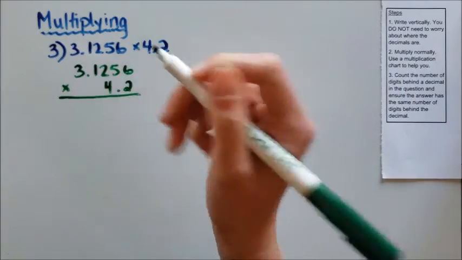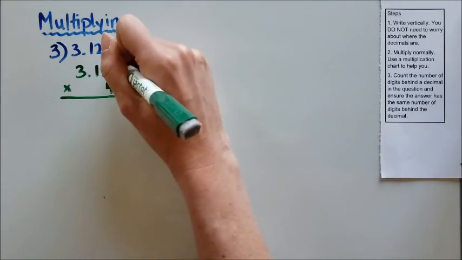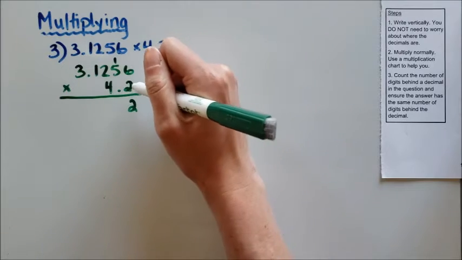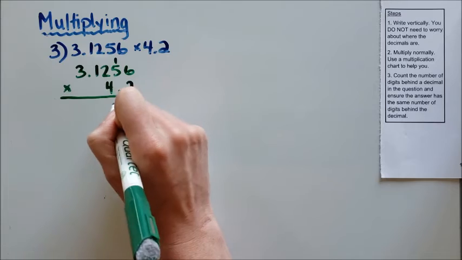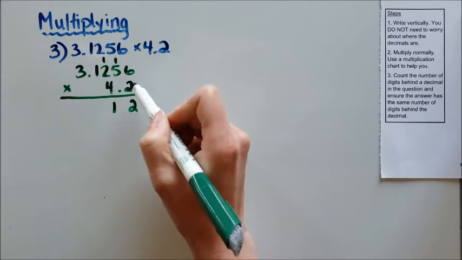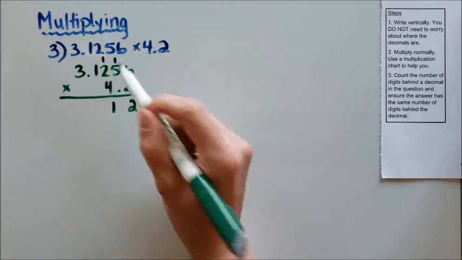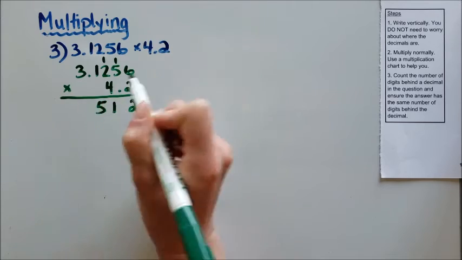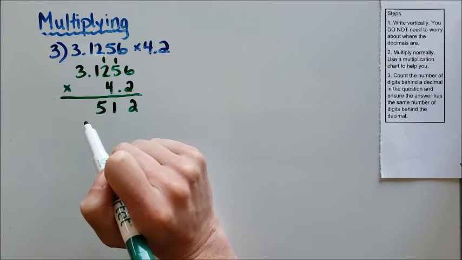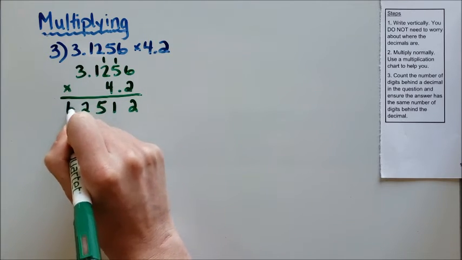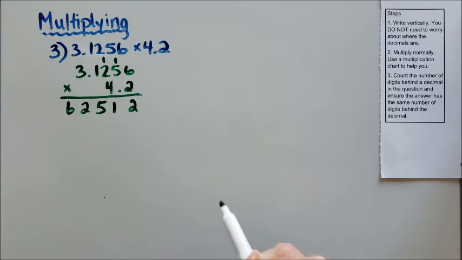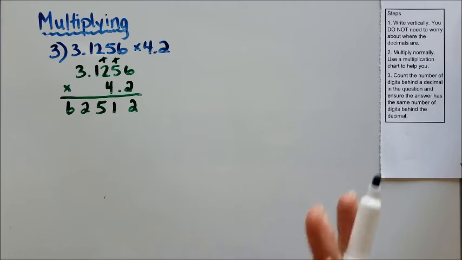So 2 times 6 is going to give me 12, and I'm going to carry the 1. 2 times 5 is 10, but I need to add that 1, so I'm going to have 11. 2 times 2 is 4, plus 1 is 5. 2 times 1 is going to give me 2, and 2 times 3 is going to give me 6. Here I'm going to pause, cancel out anything or draw a line through anything I've already added.